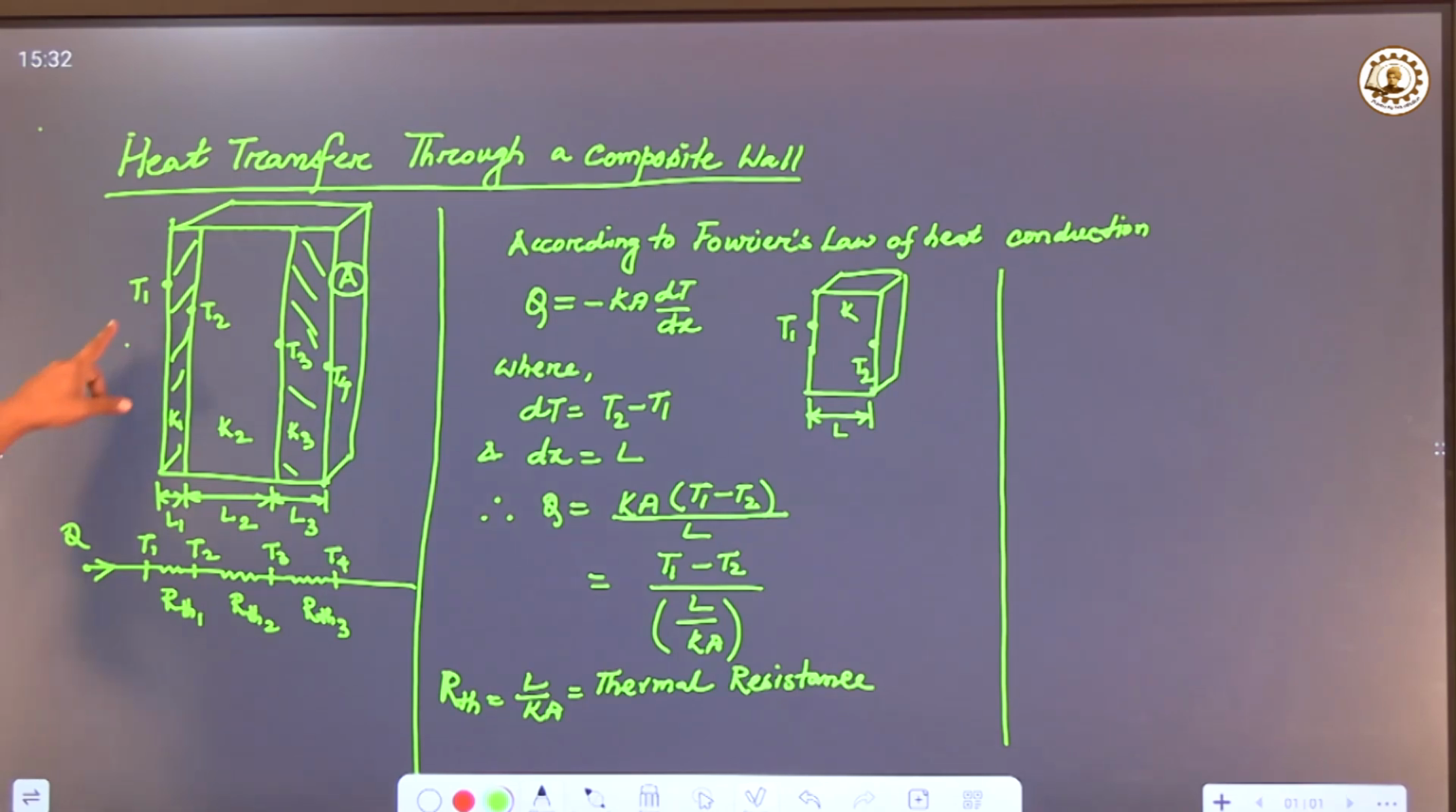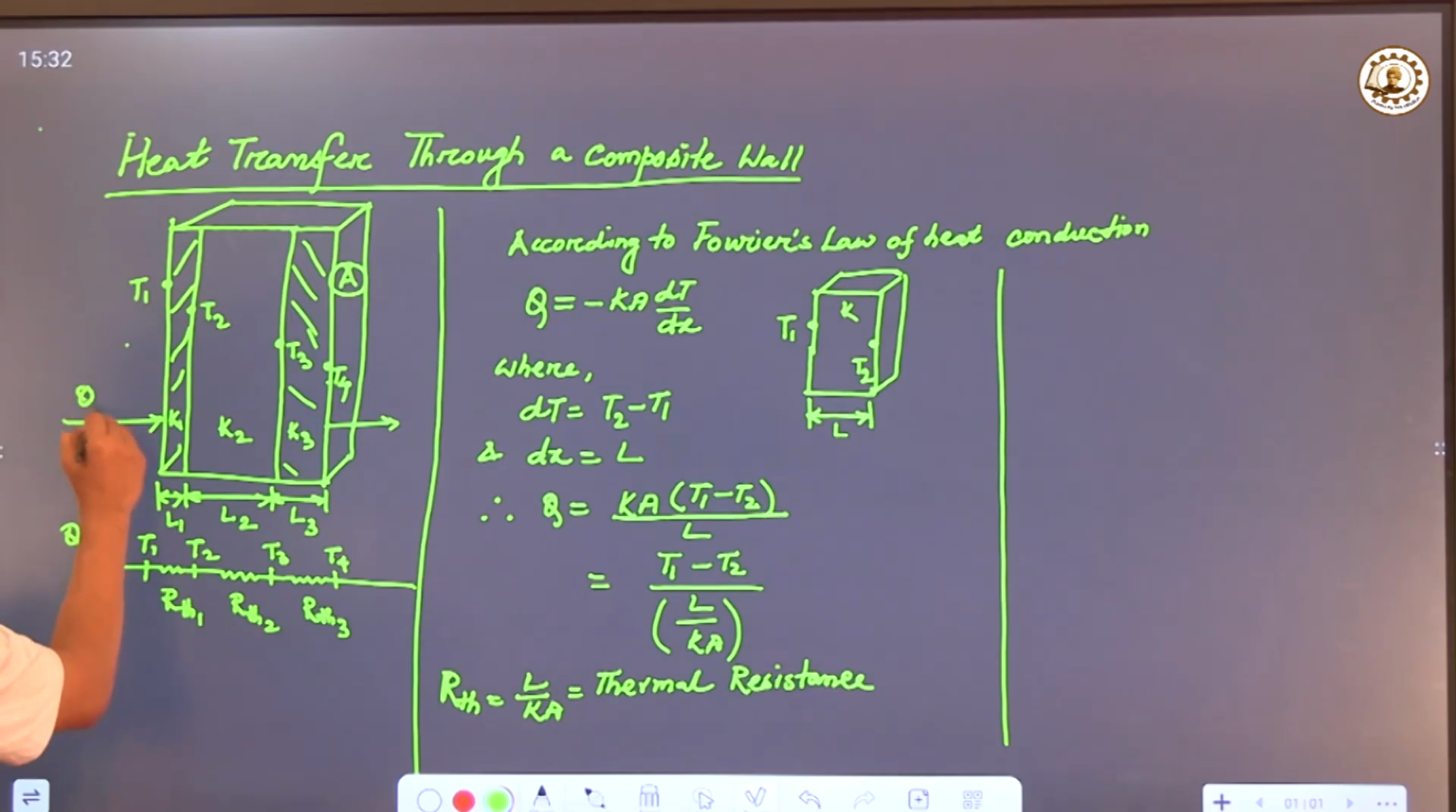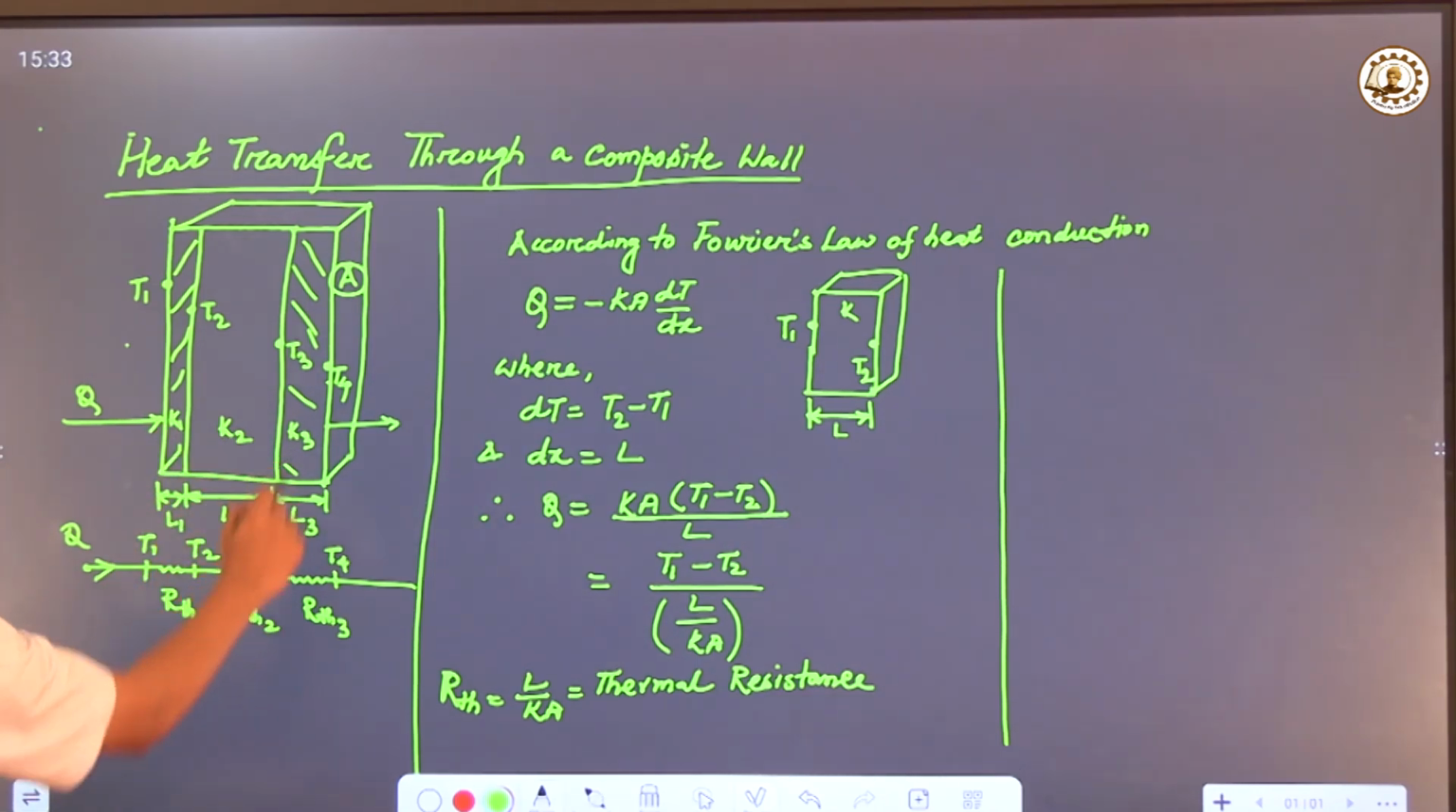Now, the outer temperature of this first layer is T1, junction temperature T2, followed by T3, and inner temperature is T4, where T1 is greater than T4. So heat will flow from this direction to this direction. So we can write Q, the direction of Q. Now, thermal resistance for this one is denoted by R thermal 1. For the second layer it is R thermal 2, and the third layer it is R thermal 3.